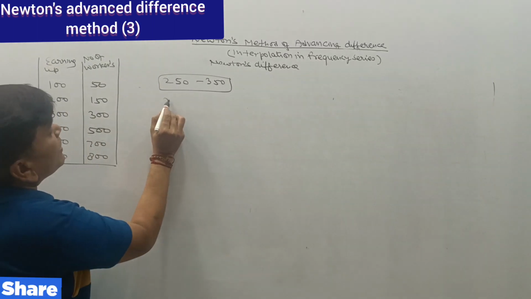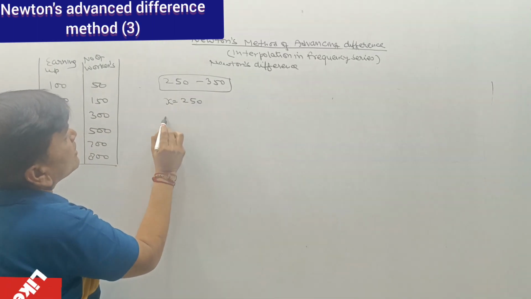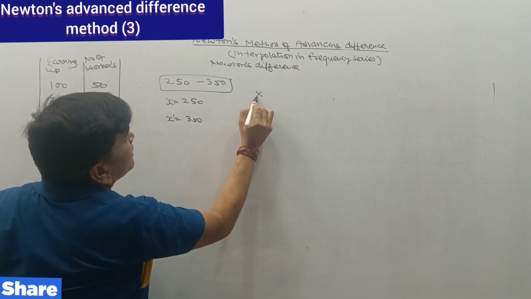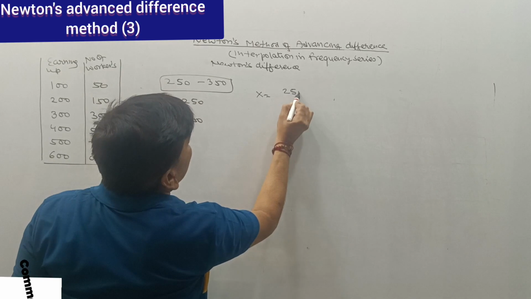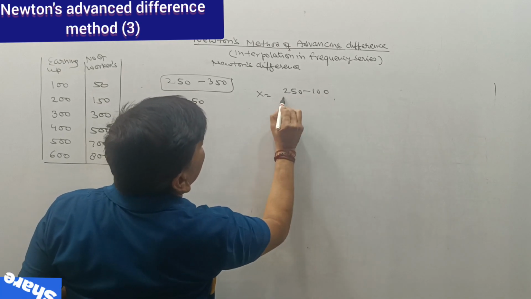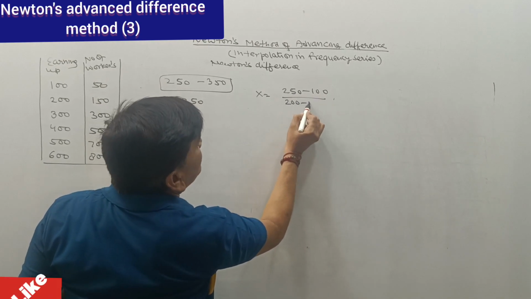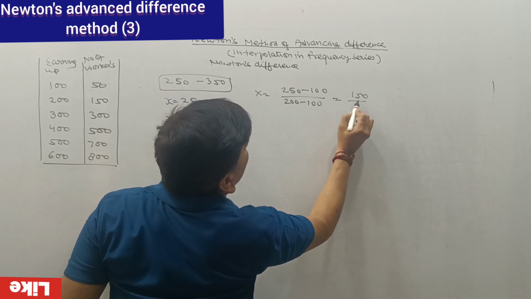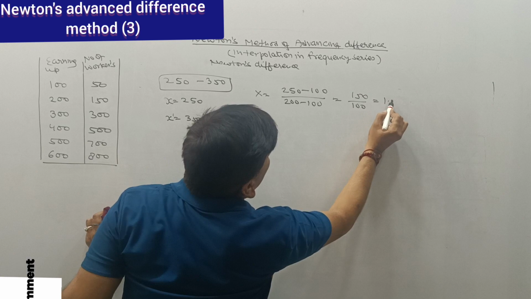One time the x value is 250 and one time the x value is 350. So first one, 250 minus 100 divided by 200 minus 100. So there will be 150 divided by 100. So one time x will be 1.5.